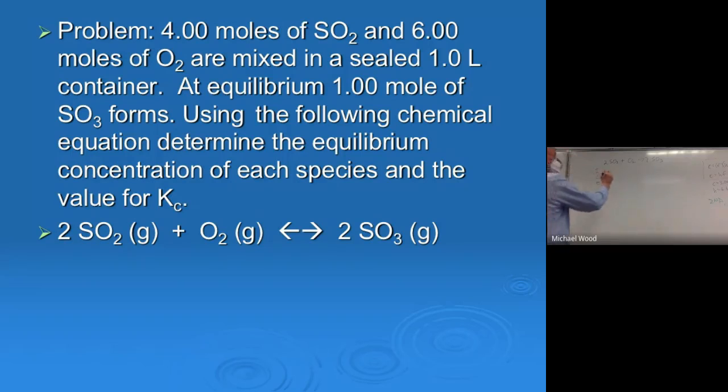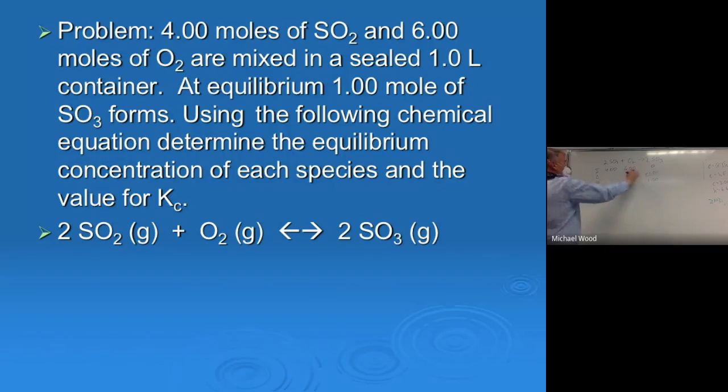So I have 4 moles of the SO2. I have 6 moles of O2. And because it's 1 liter, that means the moles equals the molarity. And remember, in the I row on the right side, I end with 0. But then it says, at equilibrium, 1 mole of SO3 forms. So that means I had 1 mole of SO3.